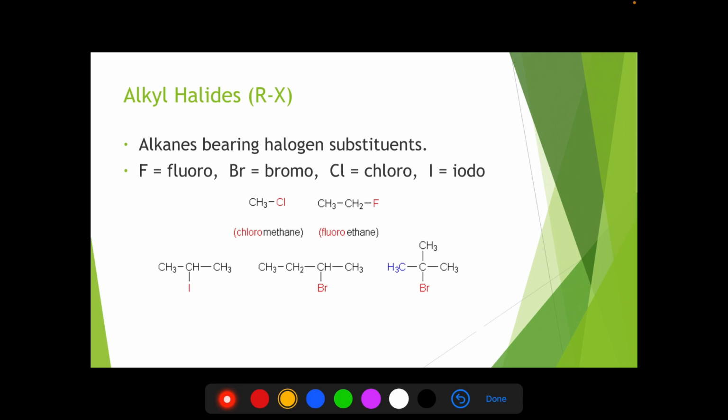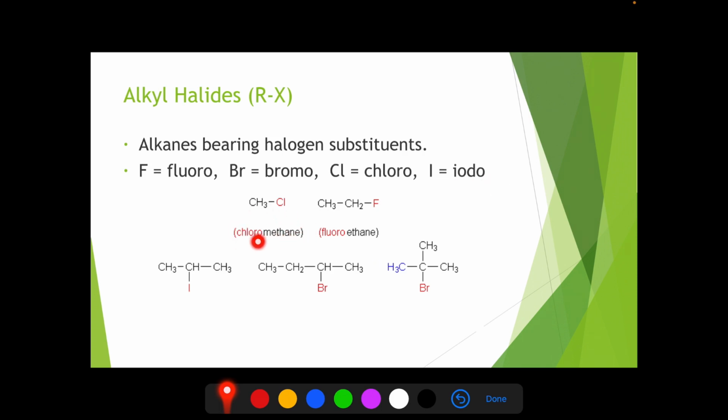Another naming, I said that you needed to learn the alcohols. You need to know what an alcohol was. And I also wanted you to know what an alkyl halide was. Okay. So alkyl halides, the halogens are group 17 from the periodic table. And the alkyl halides are alkanes bearing these halogens as substituents. So they're named just like they were in Chem 1. We've got fluoro, bromo, chloro, and the I for iodo.